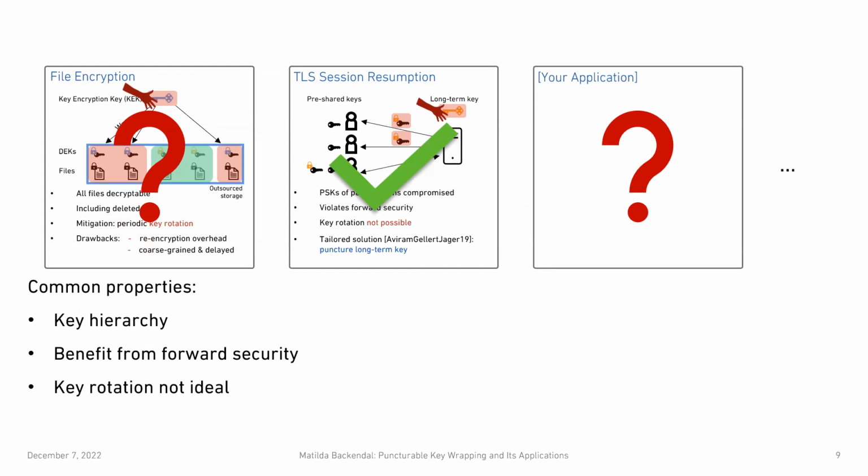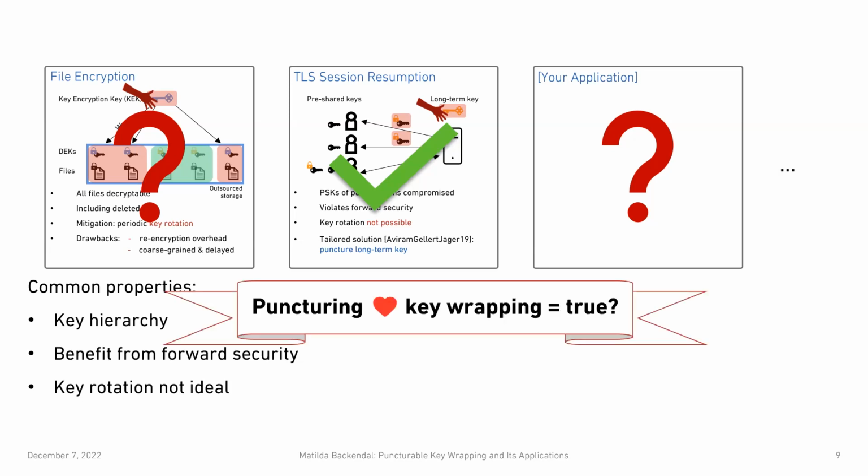This question led us to look again at these common properties. And in particular, we noted that you can build key hierarchies using key wrapping, as in the case of file encryption, and that you can get forward security from puncturing, as in the case of TLS. So we asked ourselves, what happens if you combine puncturing with key wrapping?